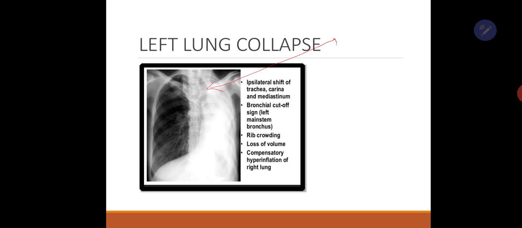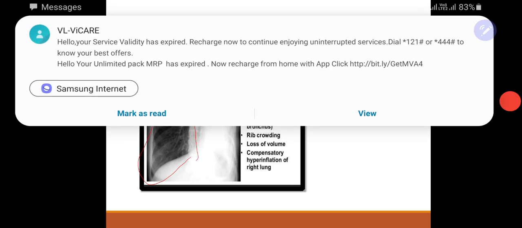Crowding of ribs is seen here. If you compare with the other side, there is a definite crowding of ribs on the left side, and loss of volume, and compensatory inflation or hyperinflation of the right lung. Due to the collapse on the left, there is a compensatory hyperinflation of the right lung.